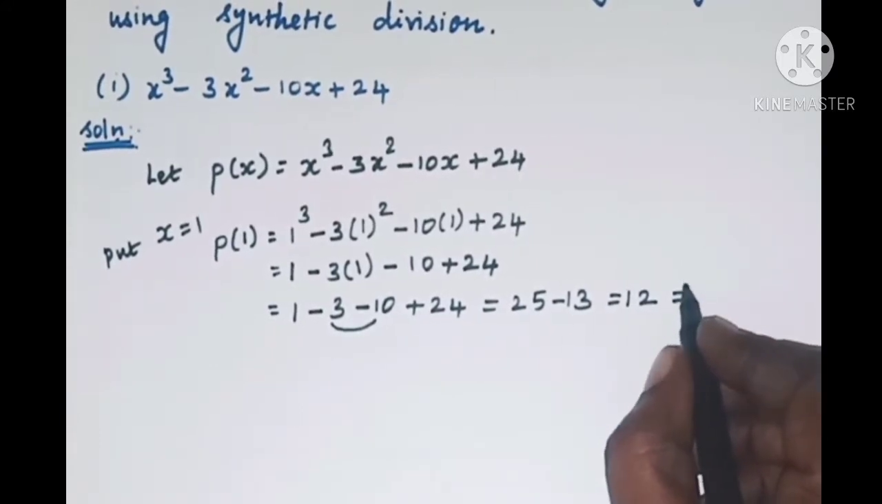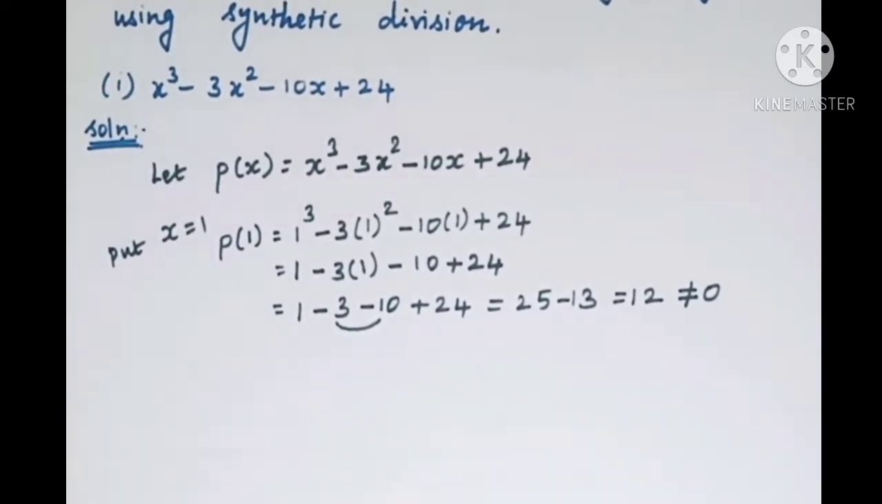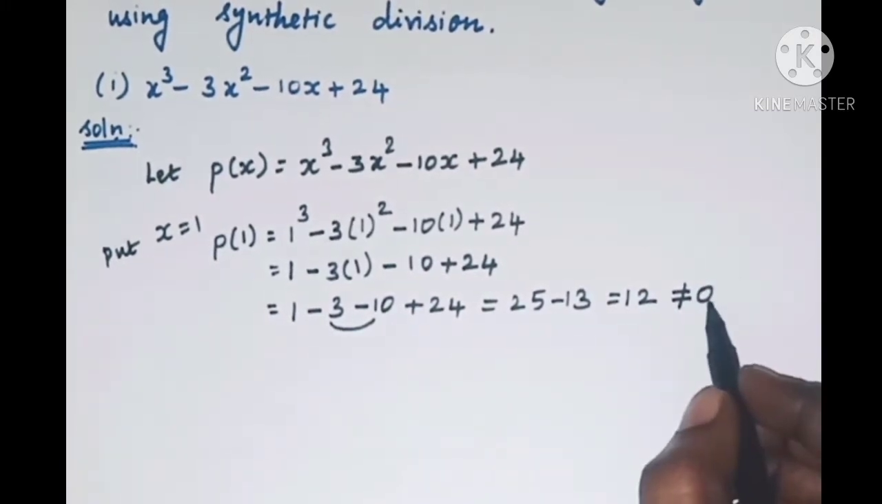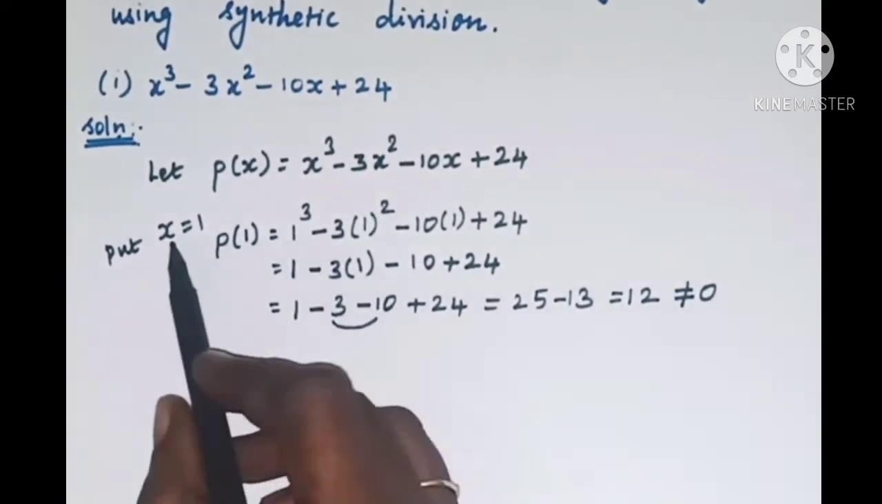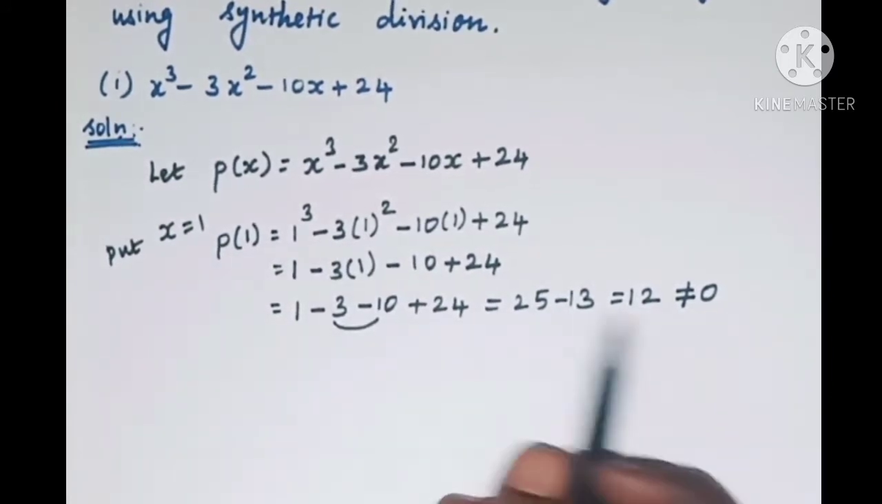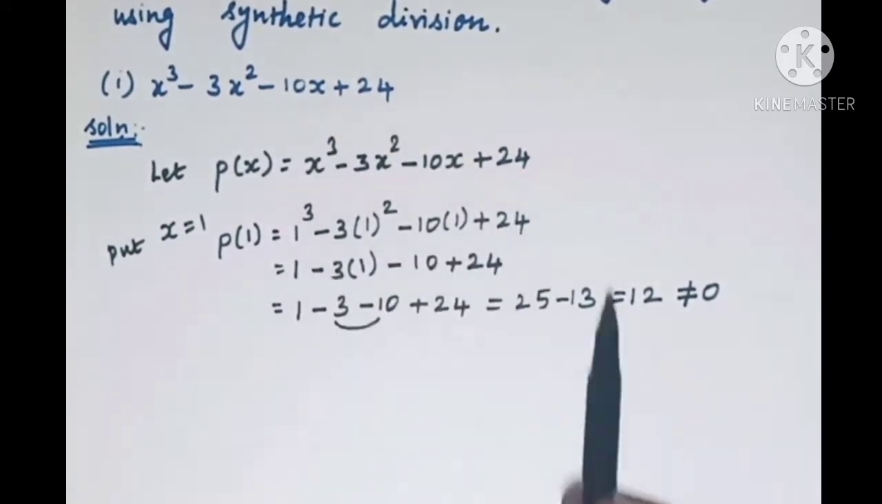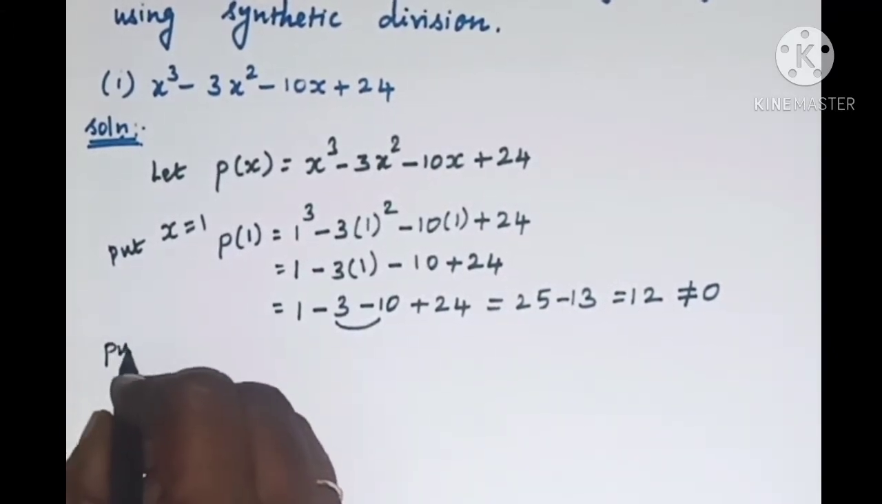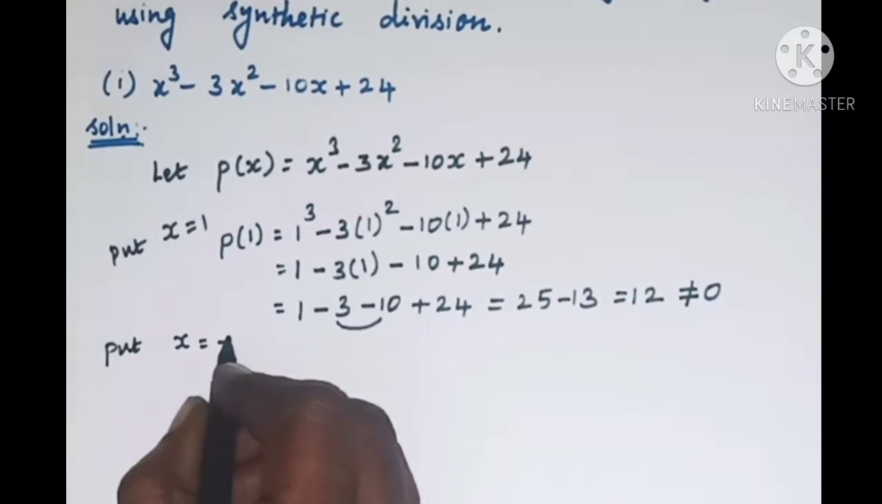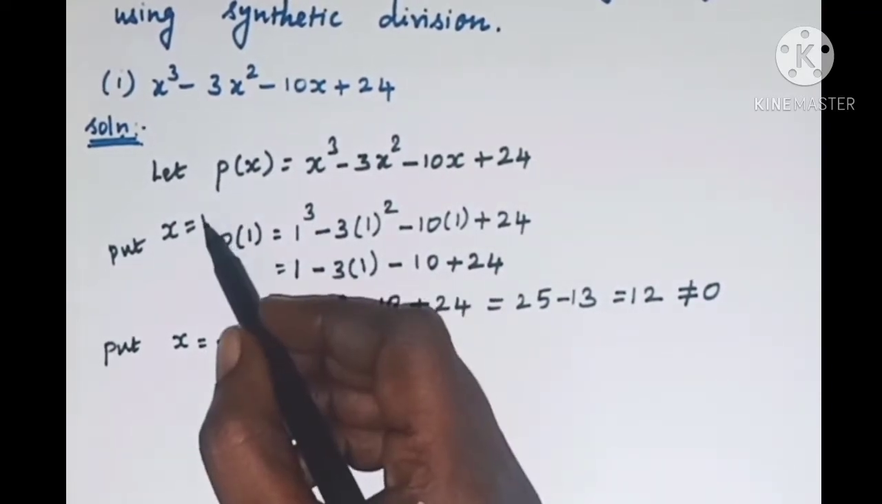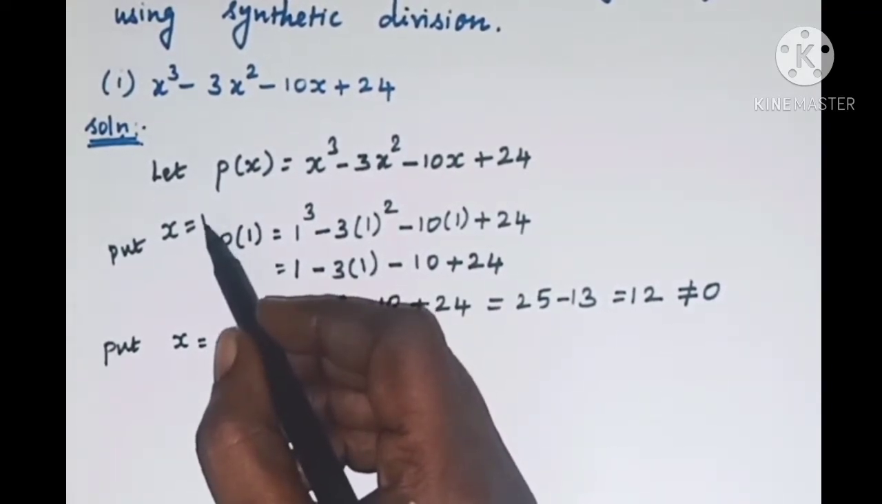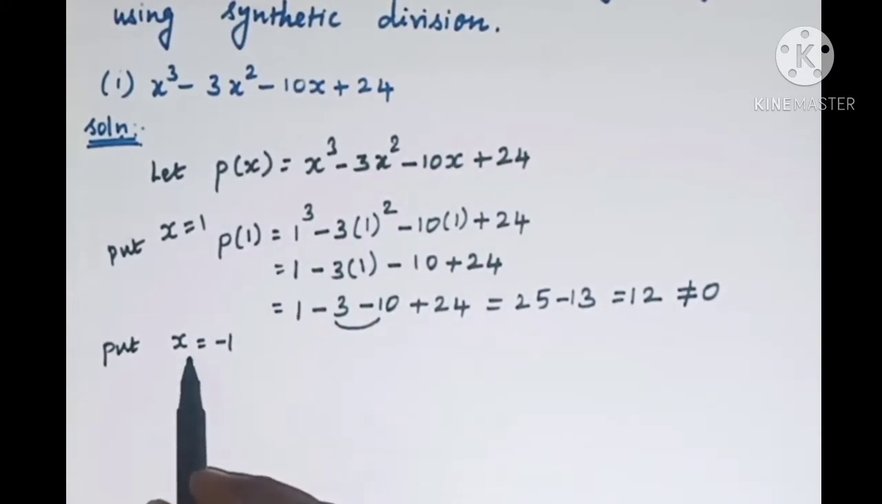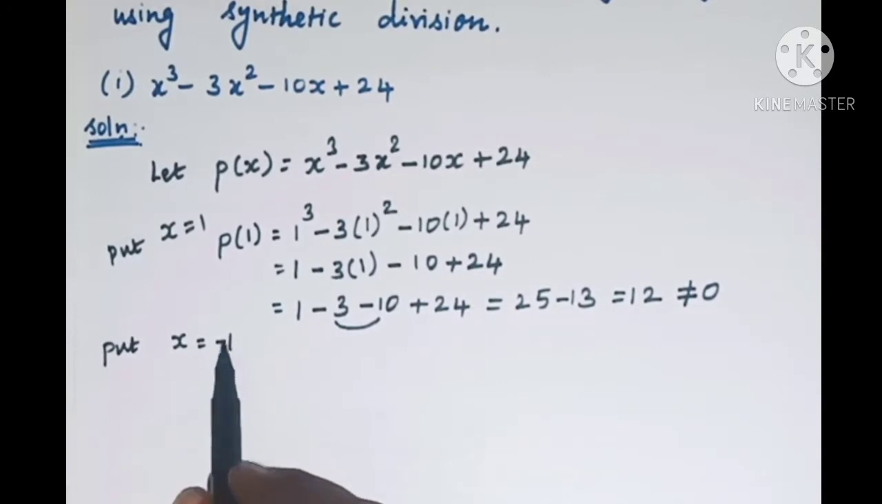So here we didn't get the answer 0. We are not getting the answer 0. So x is equal to 1 is not a factor. Here x is equal to 1 is not a divider for this algebraic expression. So next we have to substitute x is equal to minus 1. First we put x is equal to 1, and then the next step we substitute x is equal to minus 1.